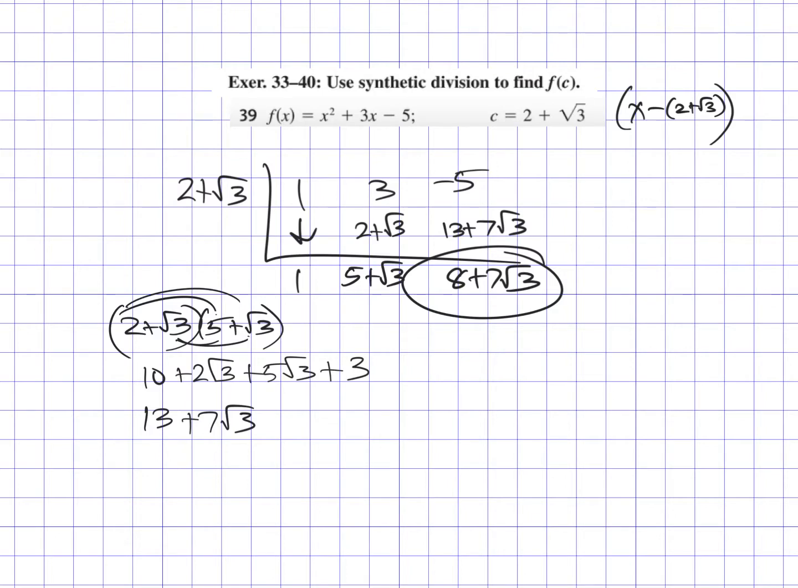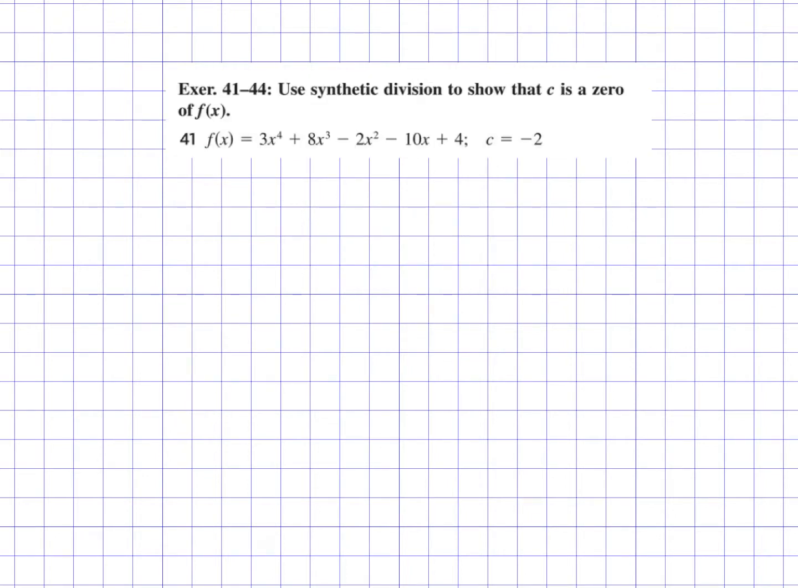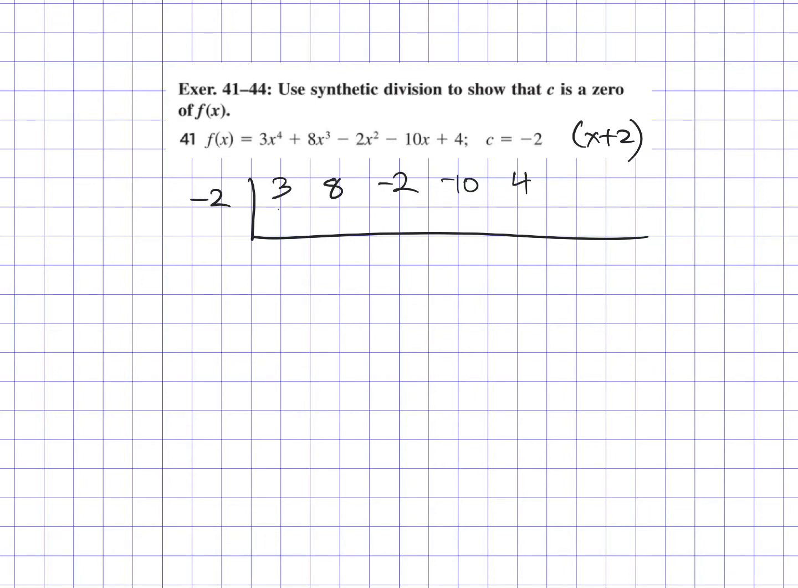Now let's go on to 41. Use synthetic division to show that c is a 0. All right, so again, this comes from x plus 2 as a factor. So this does work. We're showing it, so we should get 0 as a remainder. But again, remember to put everything in as placeholders, and this has everything. So drop it down, multiply, add, multiply, add, multiply, add, multiply, and we get 0. Okay, awesome. Let's do 43.